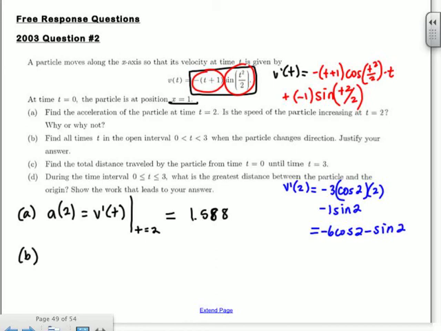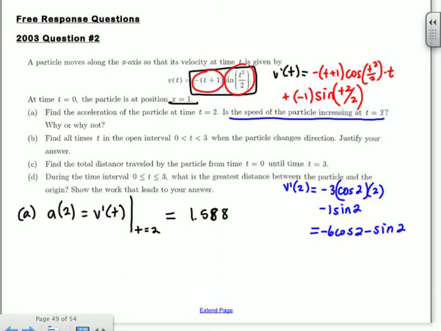Okay, now, I almost skipped it, it says, is the speed of the particle increasing at t equals 2? Why or why not? Okay, this is a very, very hard question. They are starting to put more and more of these questions on the AP test. So this was from 2003. I could definitely see this on the 2012 one. Okay, so is the speed increasing at t equals 2? What do you guys think?